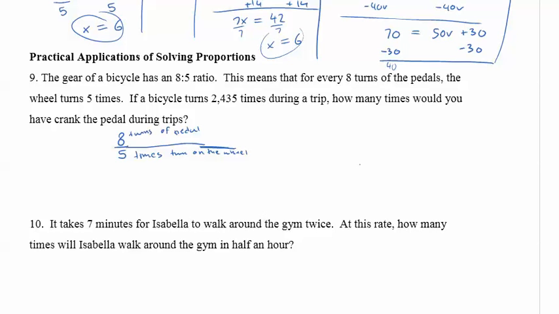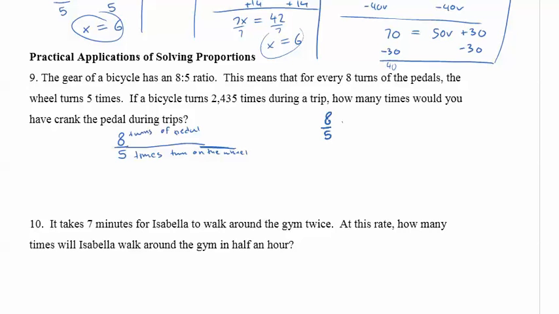The long way to do it was to actually make sure the wheel turns 2,435 times and then count how many times you pedaled. But that's almost impossible. You're likely to make an error, so don't try it. Let's do the math way. Okay, so let's set up the ratio again. So 8:5. The 8 is saying the turns of the pedals, how many times you turn the pedal. And 5 is, per every 8 turns of the pedal, how many times the wheel is turning.